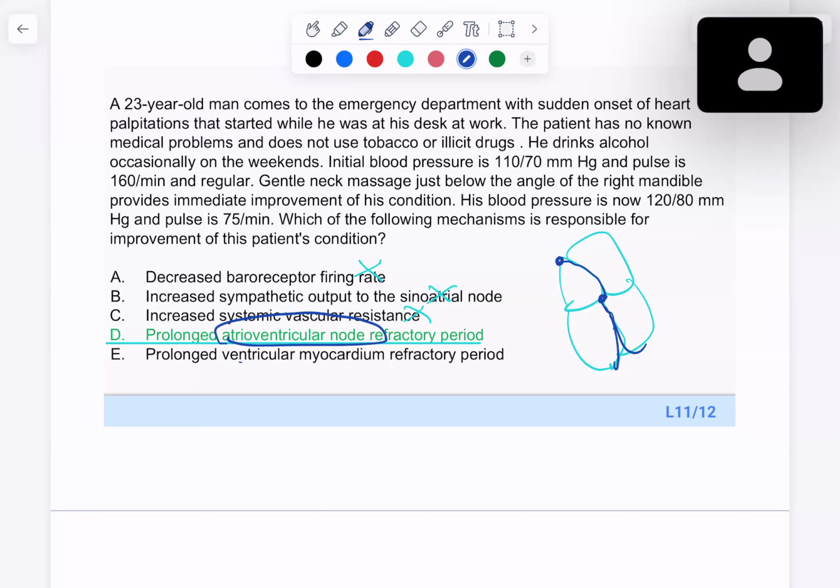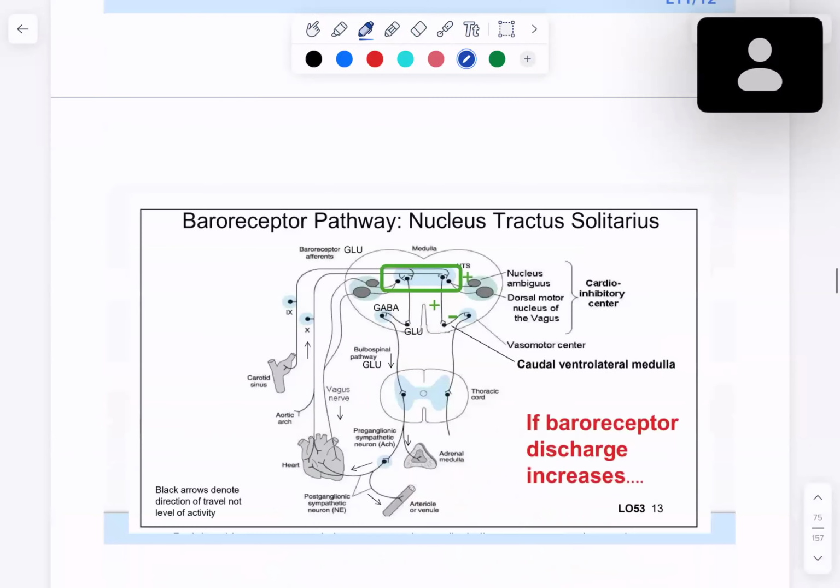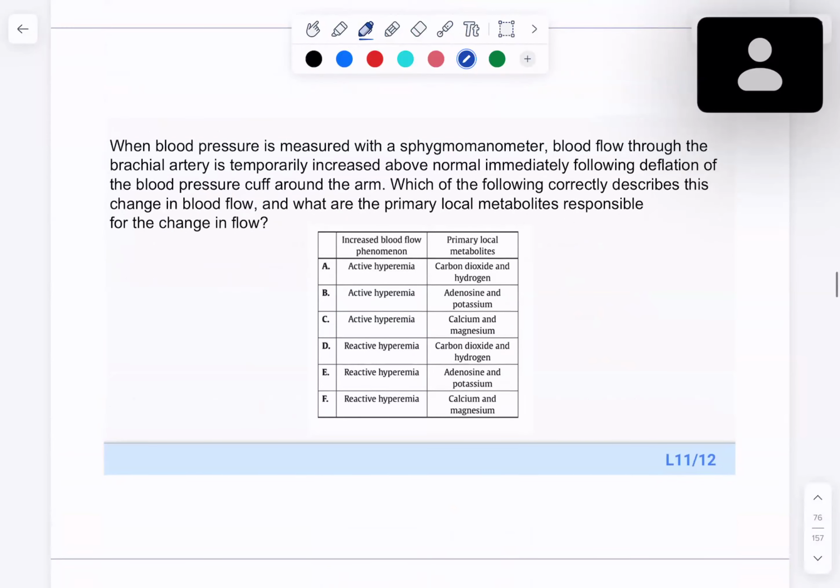So do you guys understand why it's D? Amazing, okay. Let's move on. So if you have any questions, stop me at any time.